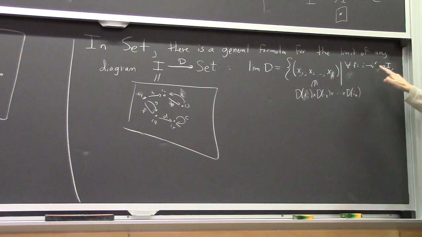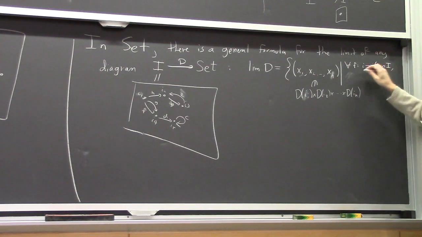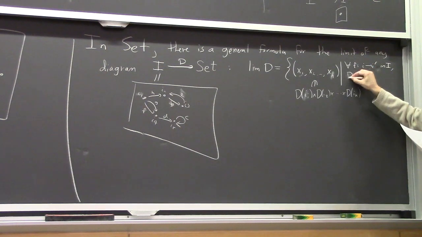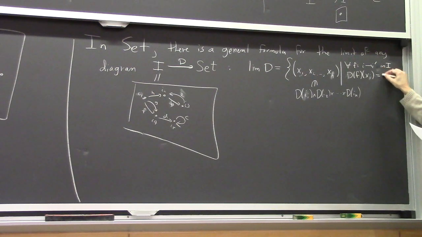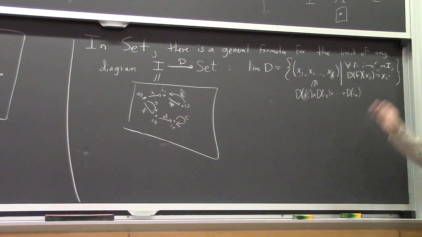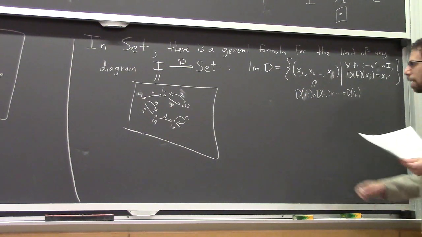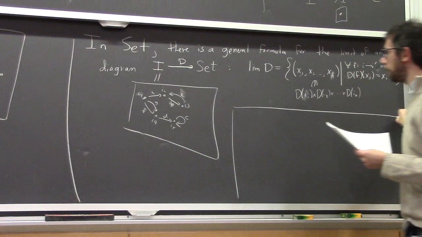And it has to satisfy the condition that for every map f from I to I prime in I, if I apply D of f to x sub I, it's equal to x sub I prime. So let's do some examples, because this is a terrible presentation. So what am I talking about?